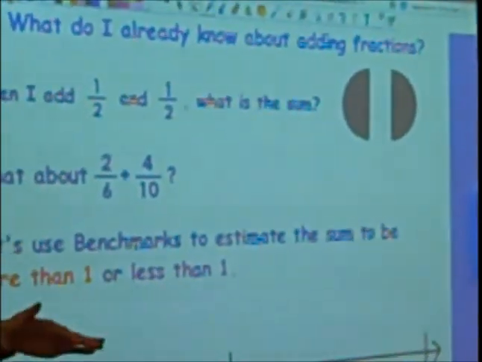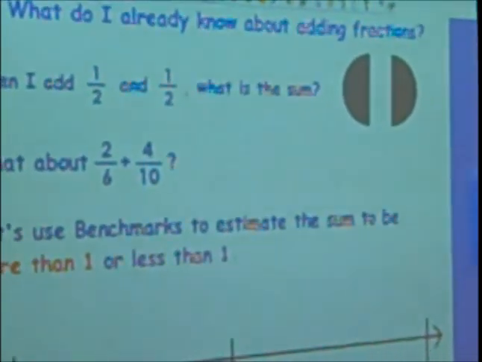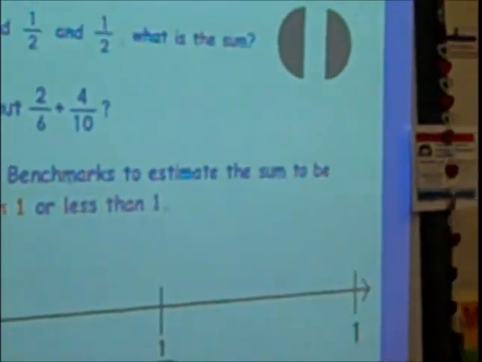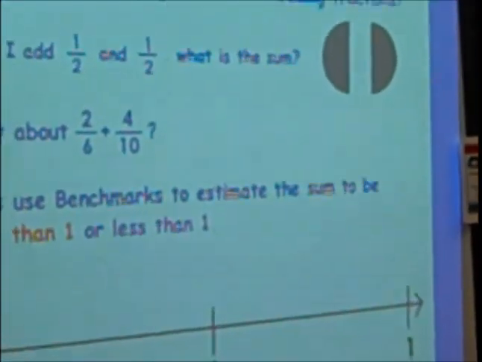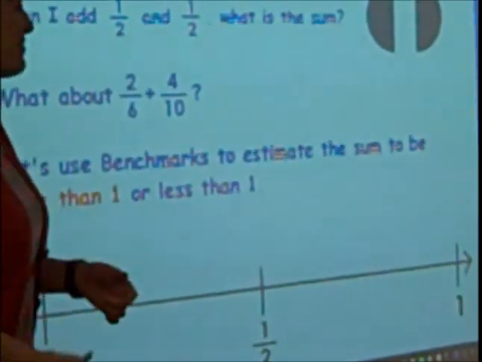That's all we're gonna have to do. You're not gonna have to say, oh, well, it's going to be about 9/10. No. You're just gonna tell me if it's less than 1 or more than 1. So you got a 50-50 shot, huh? You have a 50-50 shot, exactly, that's a good way of looking at it.